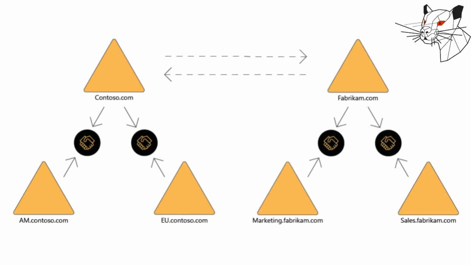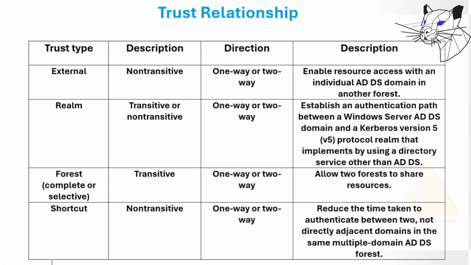Forest: complete or selective, transitive, one-way or two-way. Allow two forests to share resources. Shortcut: non-transitive, one-way or two-way. Reduce the time taken to authenticate between two, not directly adjacent domains in the same multiple domain ADDS forest.